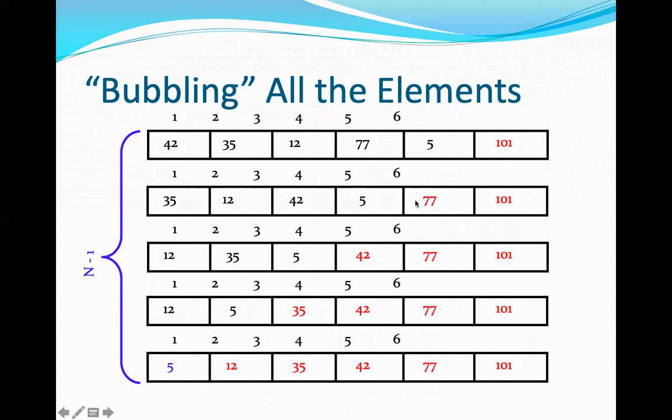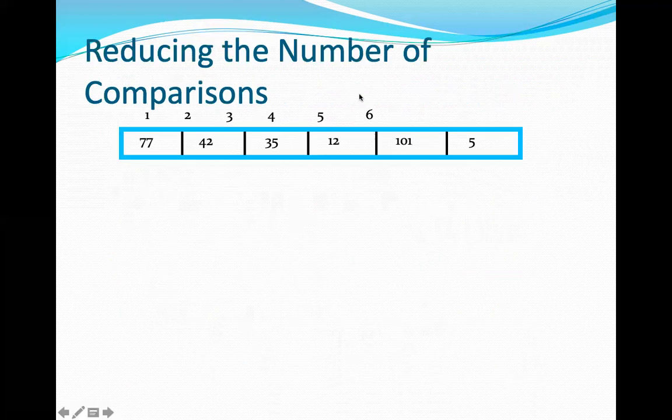Here only 4 comparisons: 1, 2, 3 and 4. Only 4 comparisons, and 77 will be placed here. Here 1, 2, 3, only 3 comparisons, and it will be placed here. So the number of comparisons was reducing at each iteration.